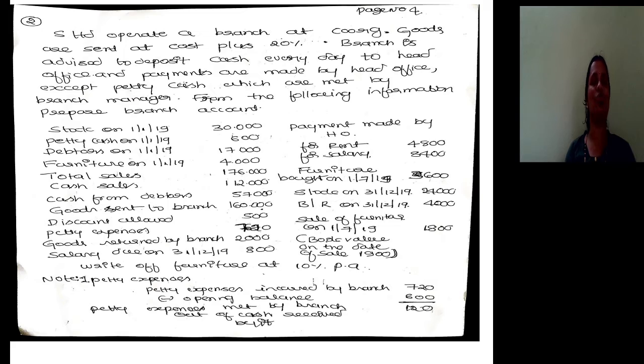Whenever the branch collects cash from debtors, it must be immediately remitted to head office. Journal entry: bank account debit to branch account. Under that we have already recorded cash sales. Now collection from debtors 57,000 must be recorded. Then goods sent to branch. Whenever goods are sent, the journal entry is branch account debit to goods sent to branch account. It must be at invoice price. It is at invoice price, 1,60,000.